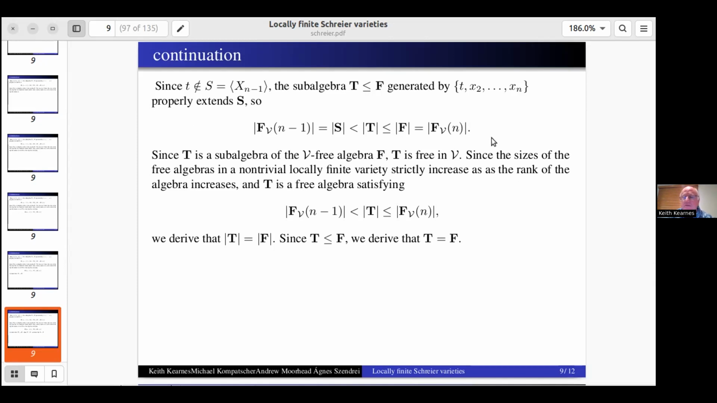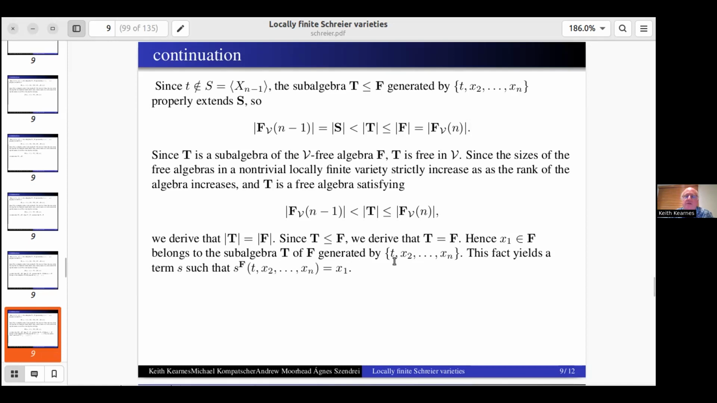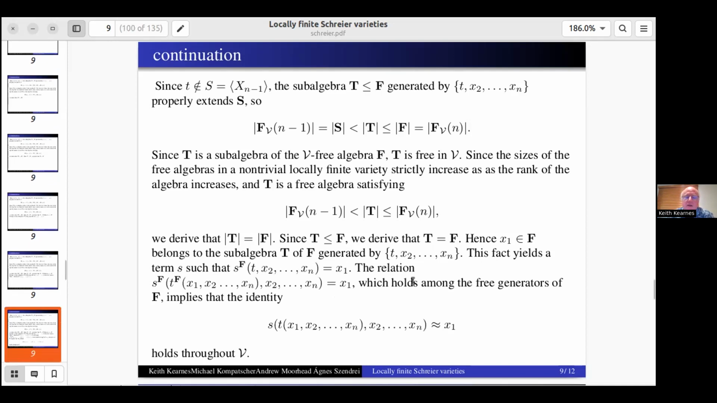And if T equals F, that says the first generator in F must lie in T, and T is the subalgebra generated by the last n-1 variables together with this element t. So there must be a term which you could apply to these generators and generate x1. So there is some term whose interpretation in this free algebra satisfies this equality. This is an equality of terms applied to free generators. Whenever you have an equality of terms applied to free generators, it holds throughout the variety universally. It's an identity that holds throughout the variety. So we get the identity that we were looking for.